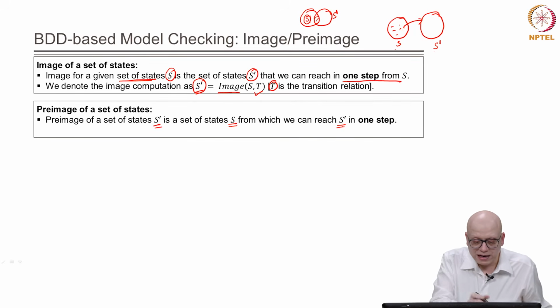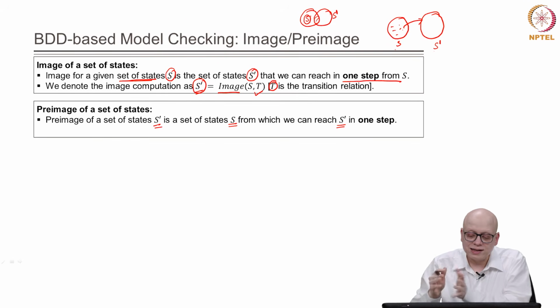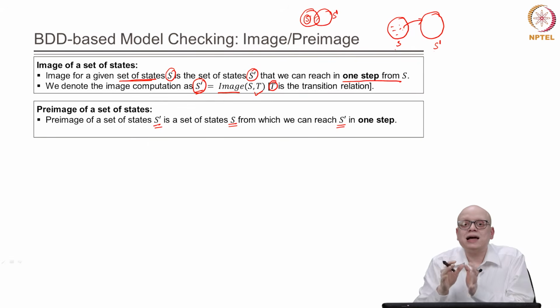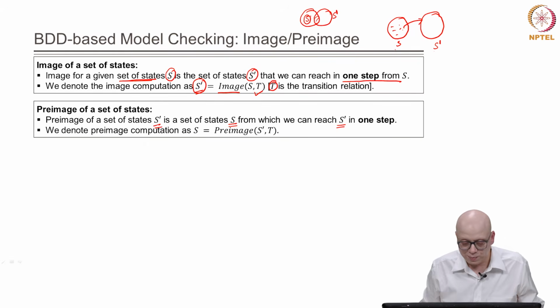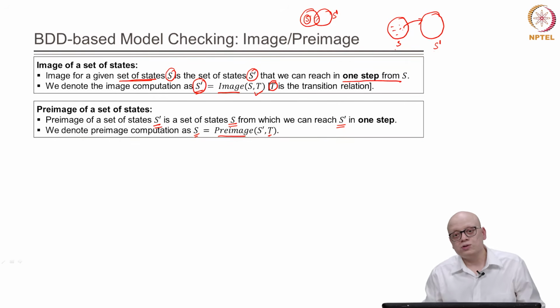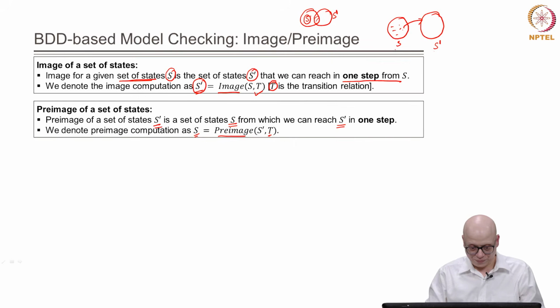So, the pre-image of a set of states S', where we are given S', is the set of states S from which we can reach S' in one step. We represent this set of states, the pre-image, as S = pre-image(S', T), because it again depends on the transition relation.